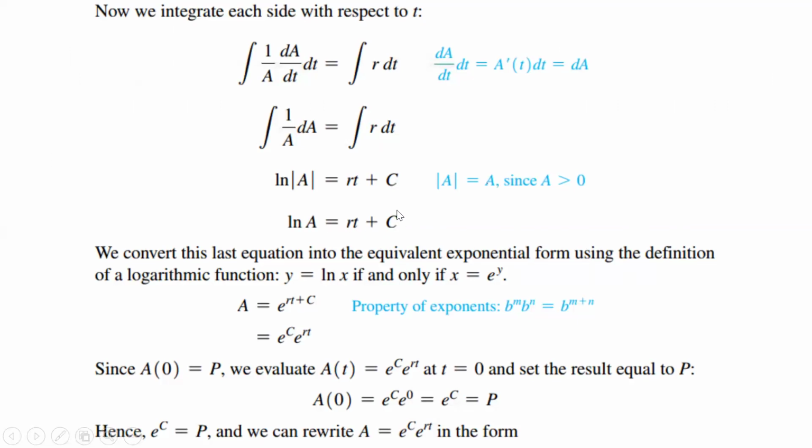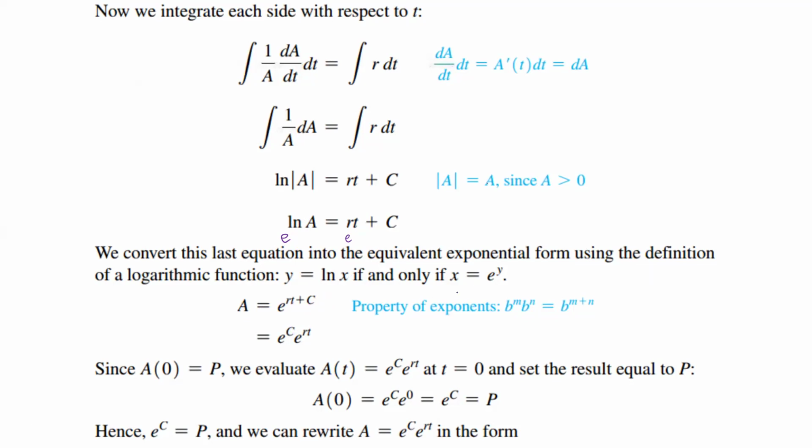Now, what can we do with that? Well, now we can solve this and get A. Well, how do we get at it? Well, we have to take e to both sides. And so when we do that, e to the ln of A is going to be A. And then we have e to the RT plus C on the right side. Okay, so that's what we end up with here.